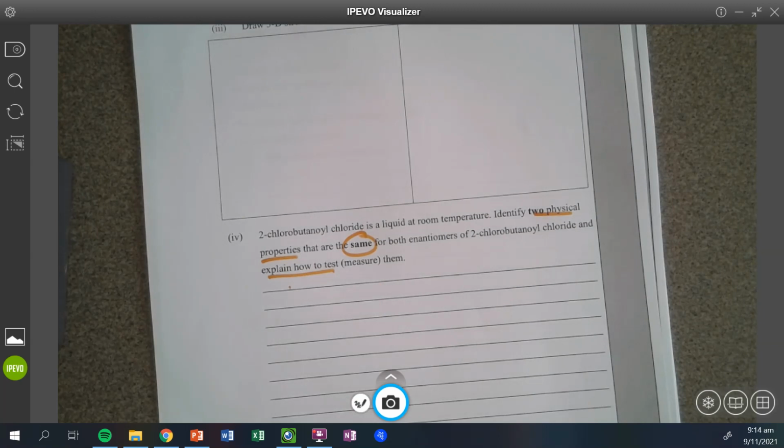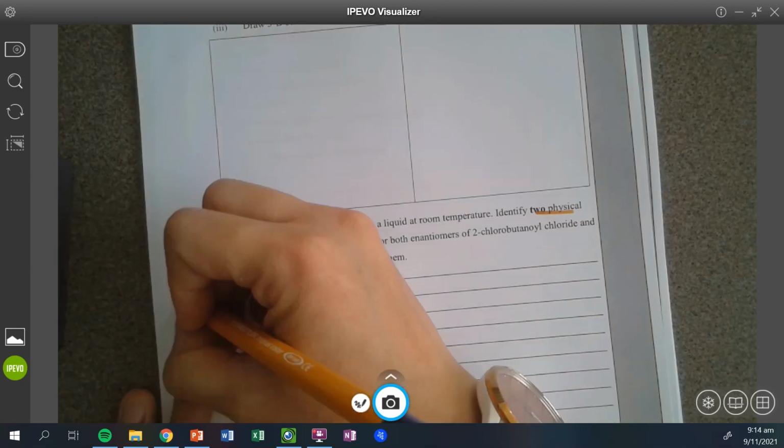You guys just went on autopilot and ignored the "2 physical properties" part. You basically just read it and thought, how do I test for enantiomers? And then you wrote something about plane polarized light. You didn't read the question. And that cracked me up. So this here was a read the question.